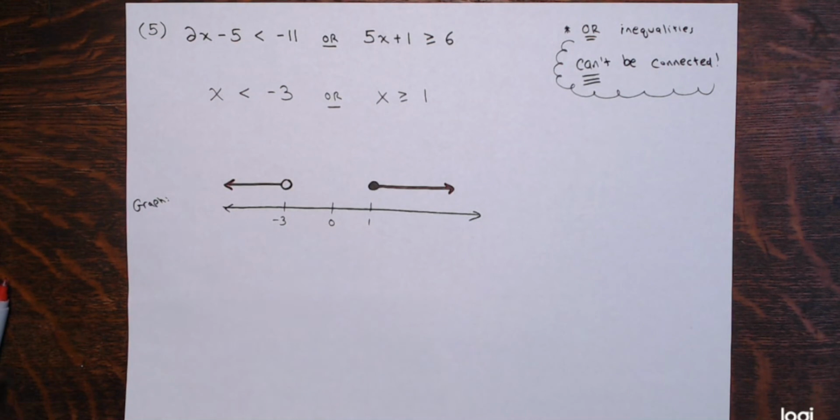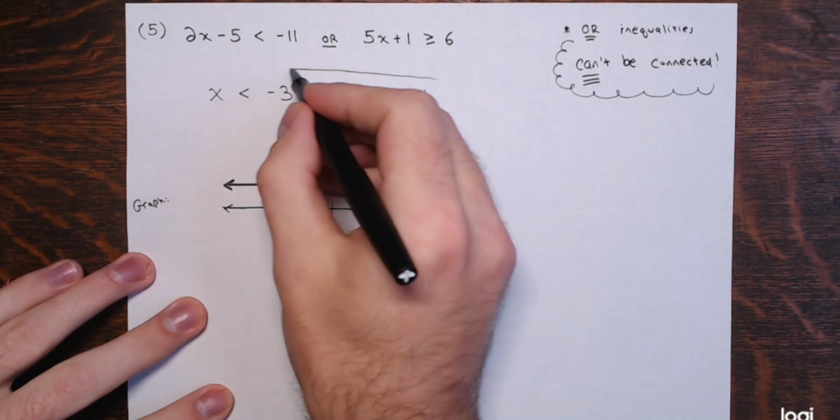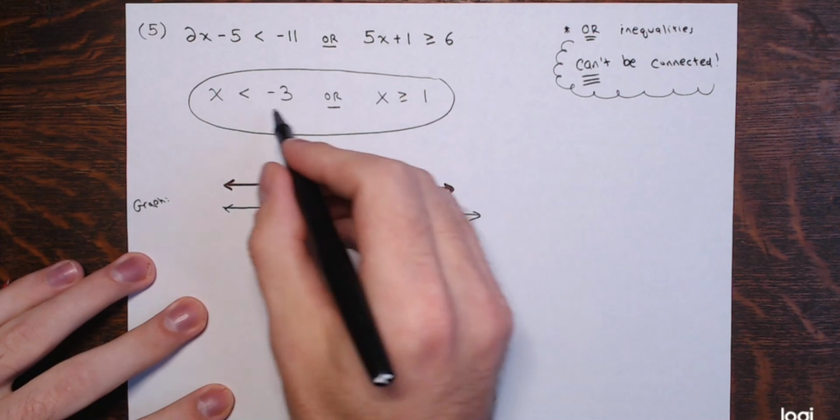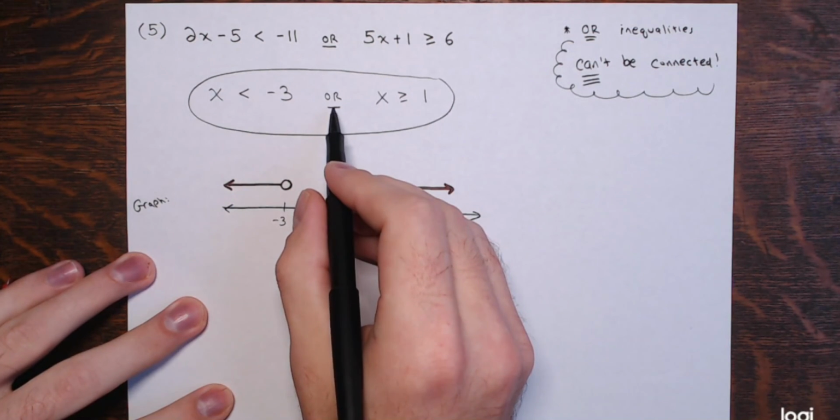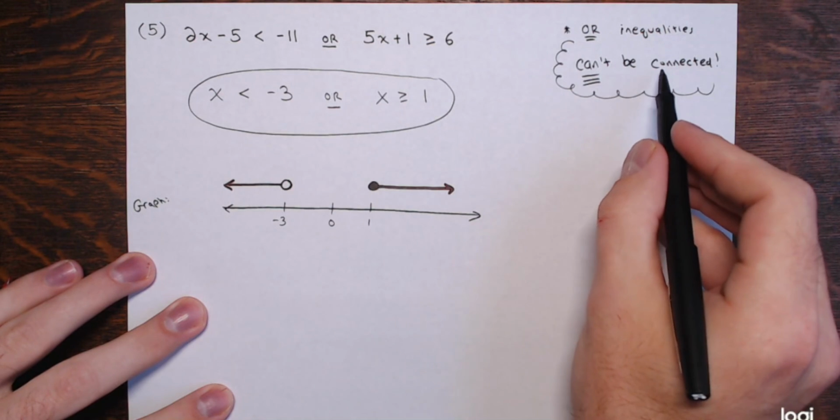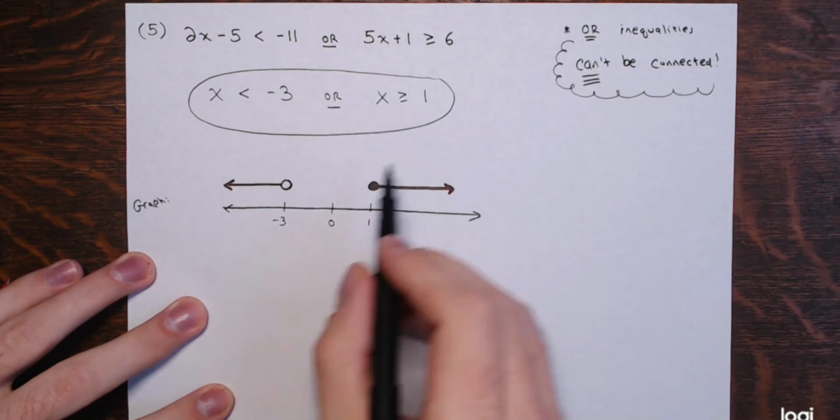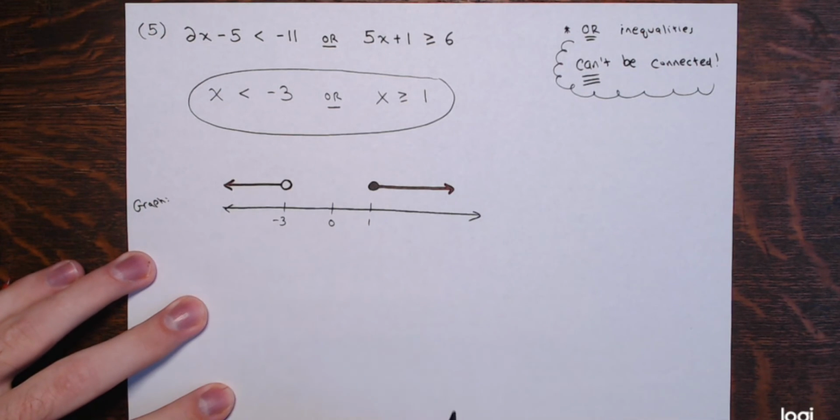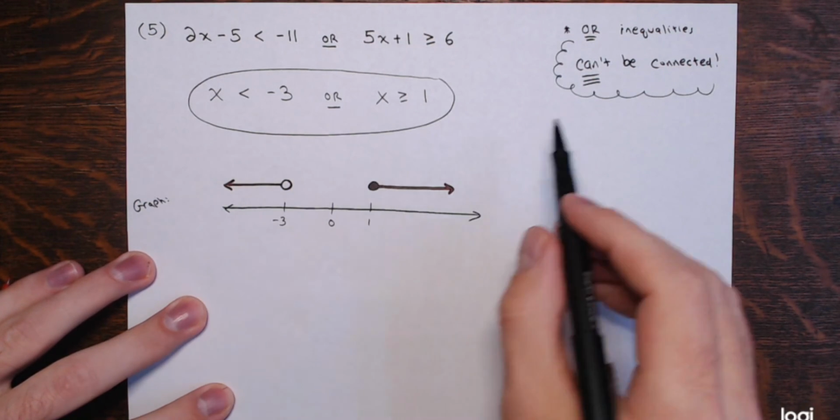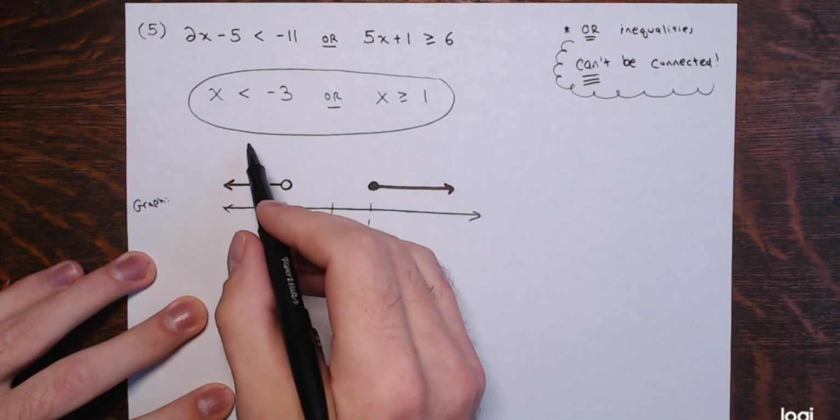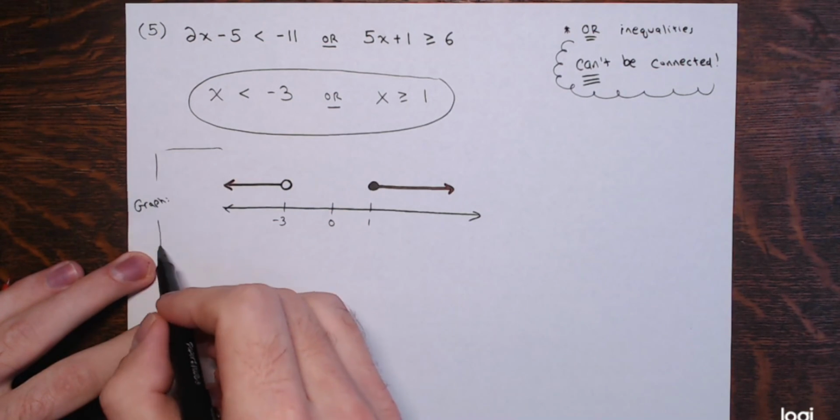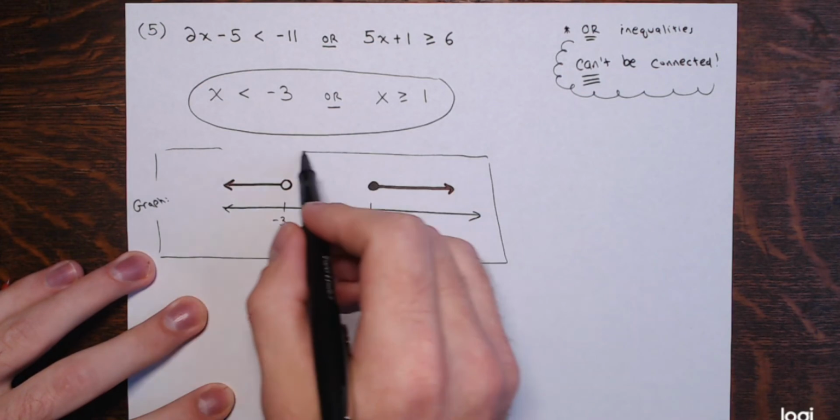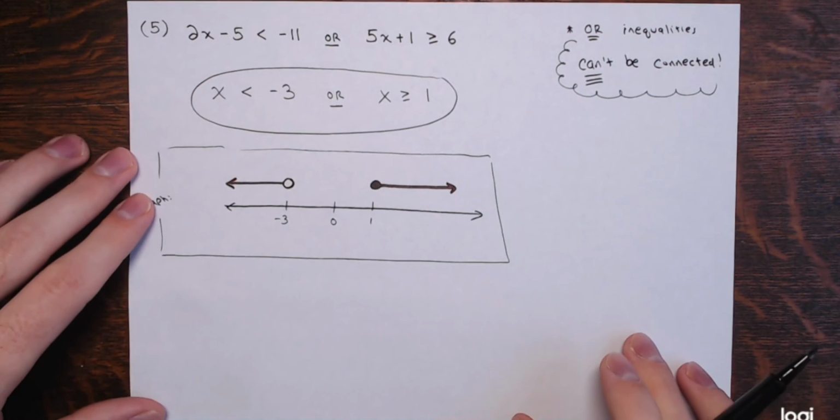And this is it. Here are the solutions written out as an inequality with the word OR. Just leave the word OR in the middle. Again, do not connect them. There's no betweenness here, right? My solutions are not between two numbers. The only ones you can connect are with betweenness. And then here's the final graph. This is a picture of all our solutions.